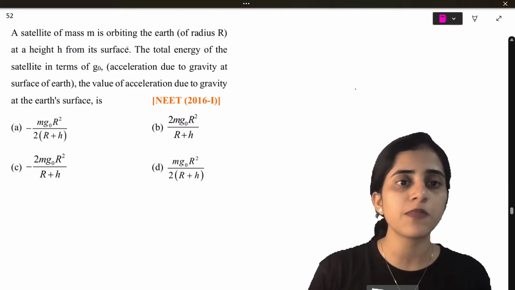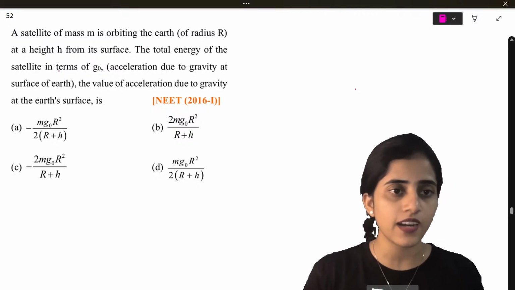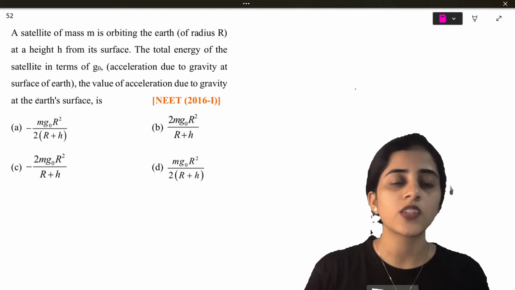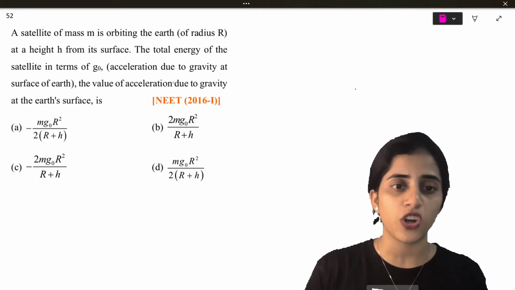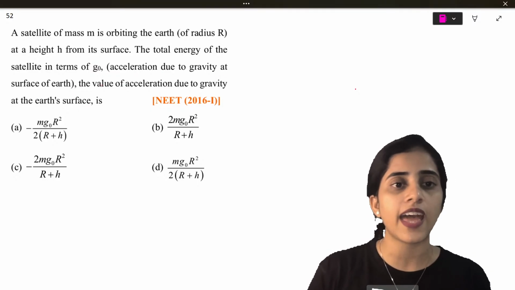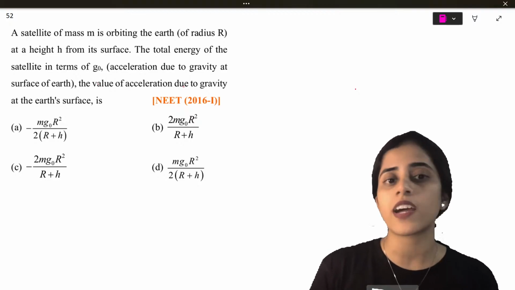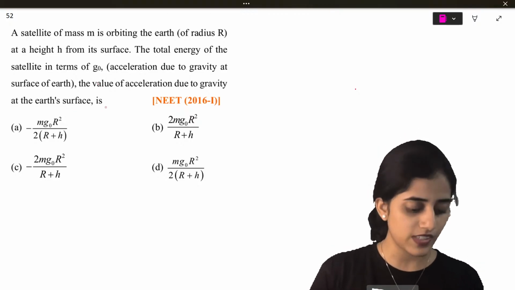A satellite of mass m is orbiting the Earth of radius R at a height h from its surface. The total energy of the satellite in terms of g naught, the acceleration due to gravity at the surface of the Earth, is.